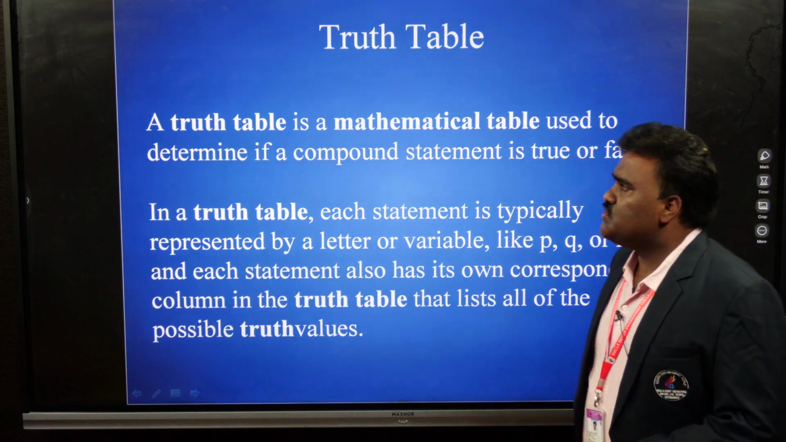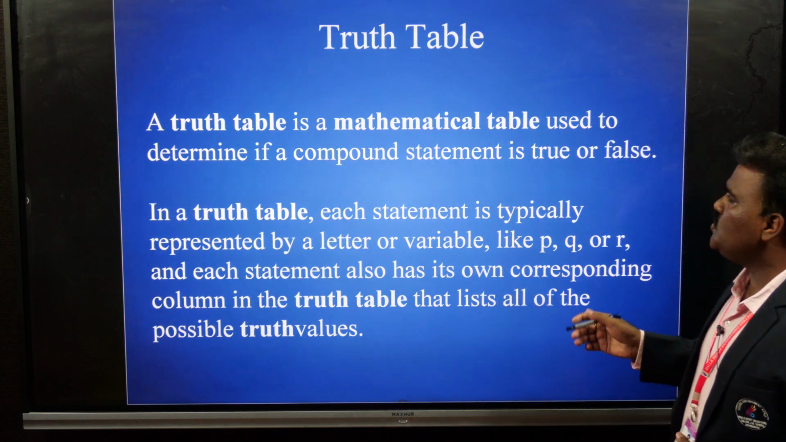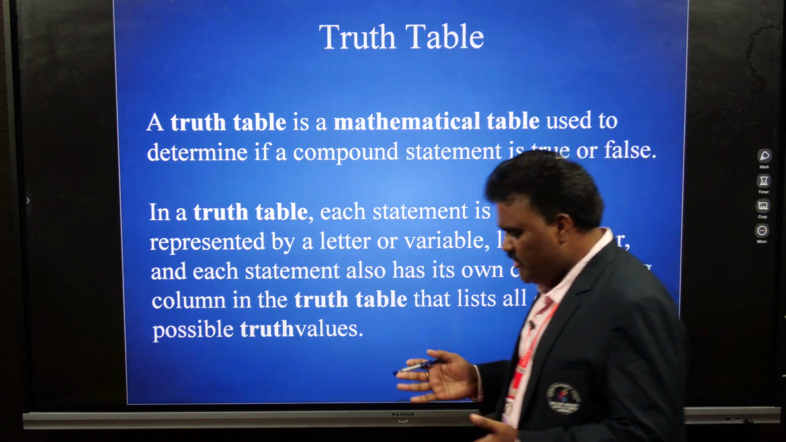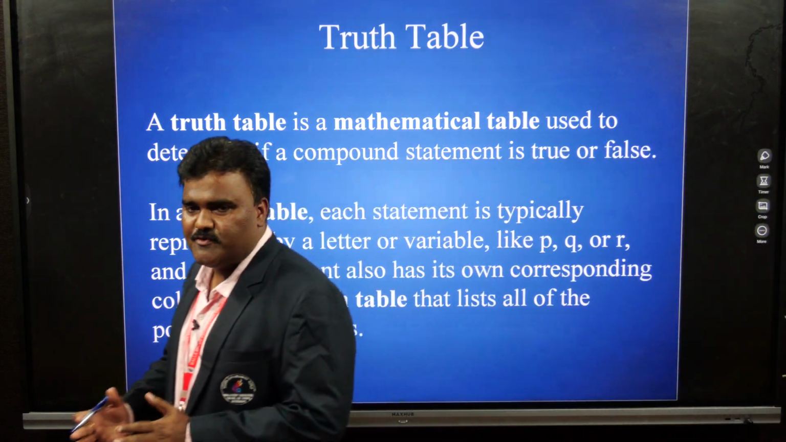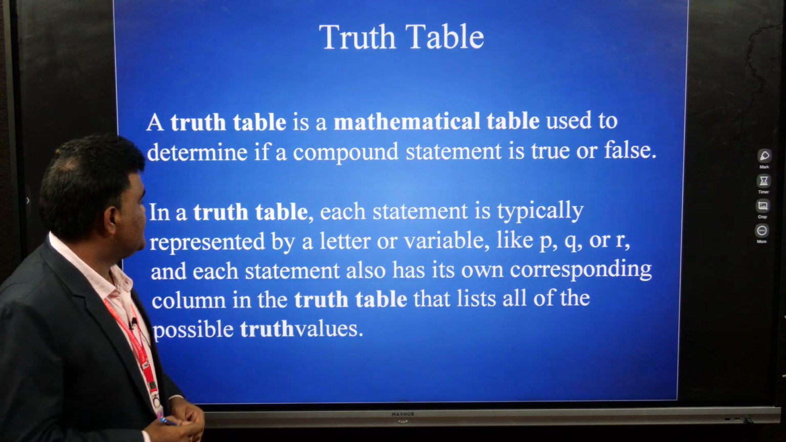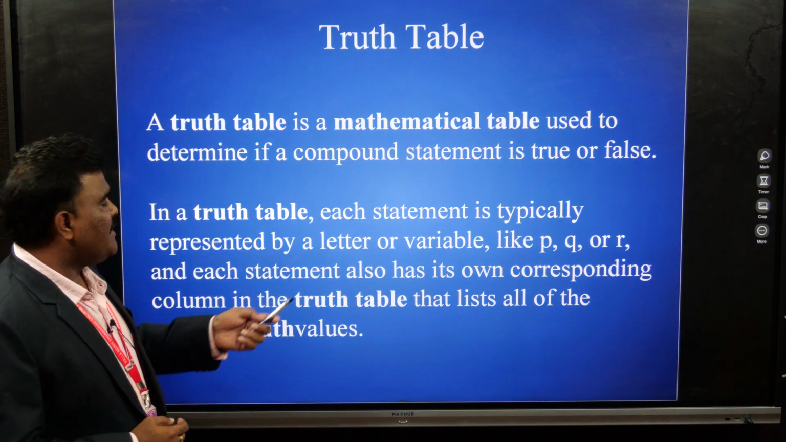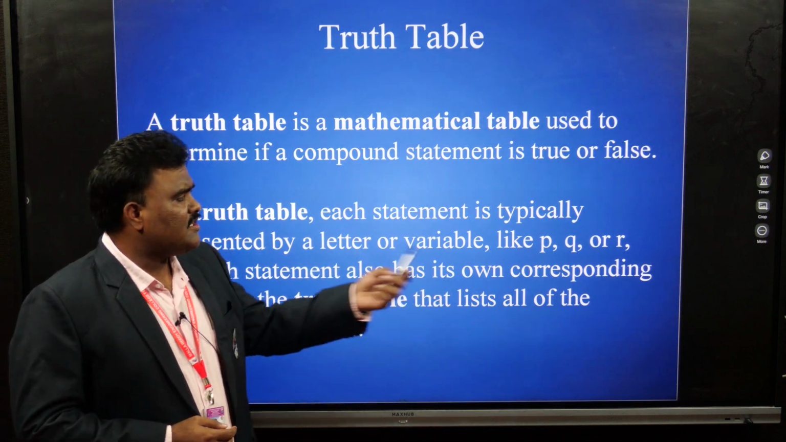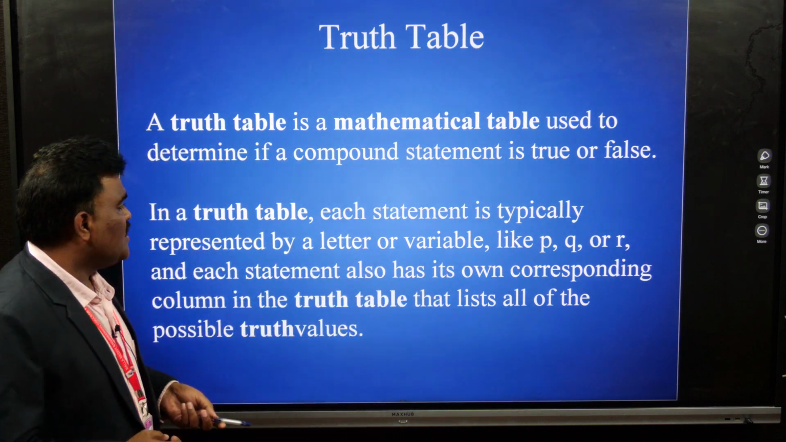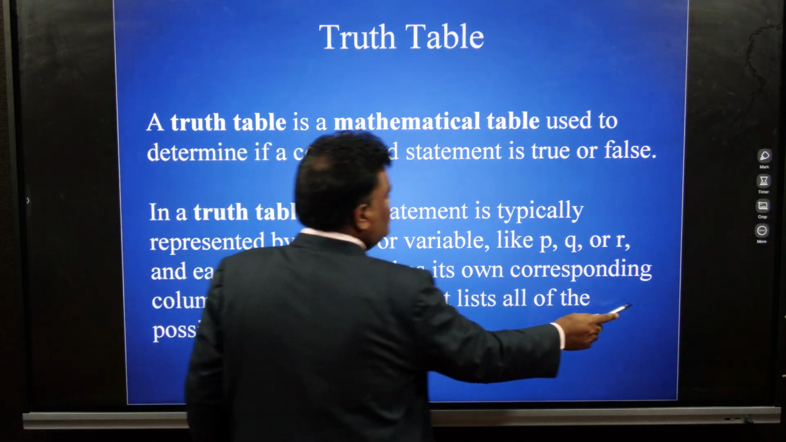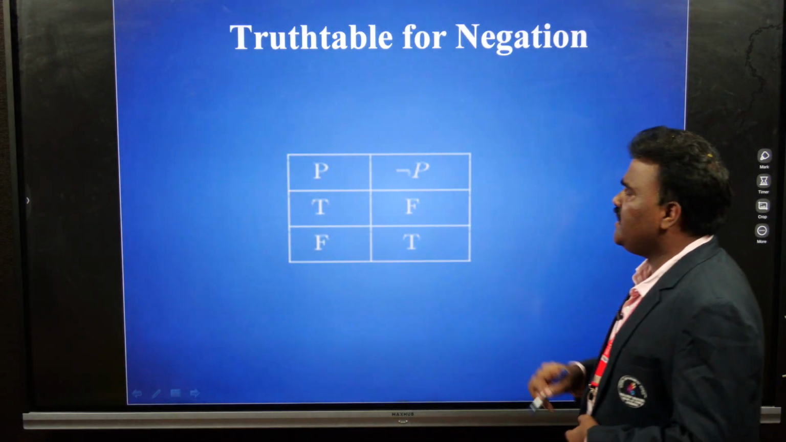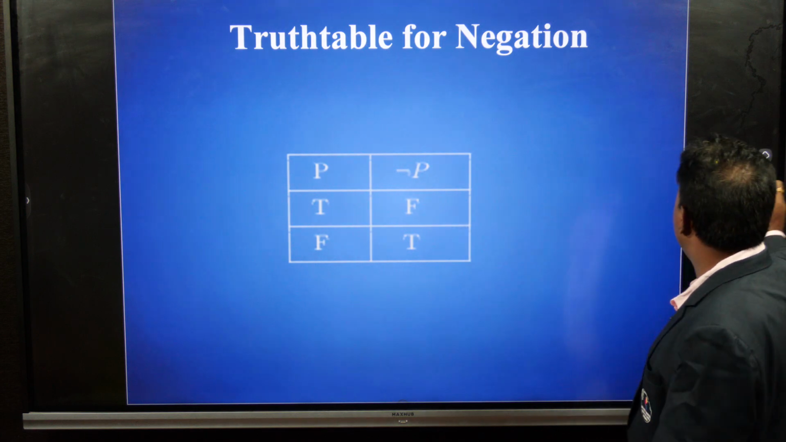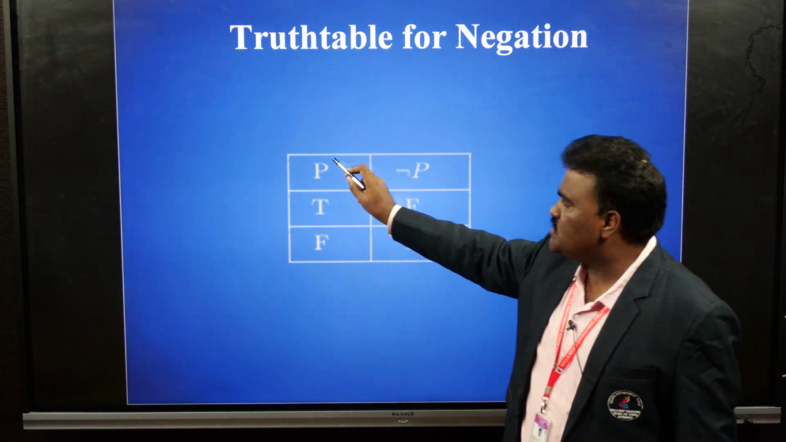Now the truth table. A truth table is a mathematical table used to determine whether a compound statement is true or false. Here 1 represents true and 0 represents false. In a truth table each statement is typically represented by a letter or variable like P, Q, or sometimes with 1 and 0 also. Here in negation, P is a statement.